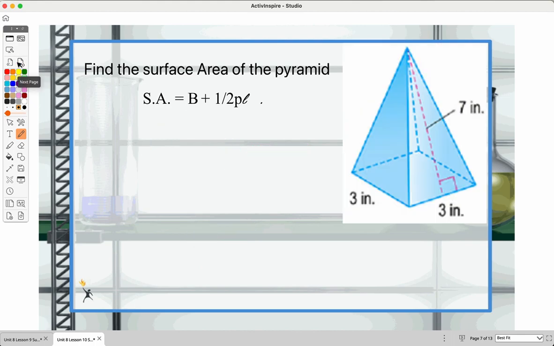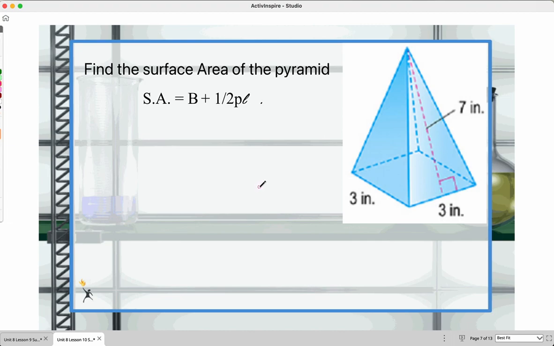How do I find the surface area? Actually, you know what? Let me have you give this one a try. Pause the video and see what you come up with. All right, so let's see what we come up with.